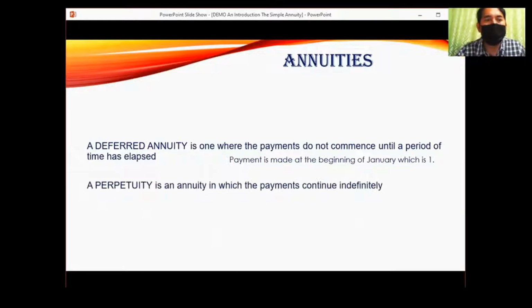Okay? Perpetuity annuity. Pagka sinabi mong perpetuity annuity, this is an annuity wherein you do not know when to stop paying. Now, ano ang example ng perpetuity annuity? This is the life insurance. Okay? Pagka sinabing perpetuity annuity, one example is life insurance. Bakit considered na perpetuity annuity yung life insurance?